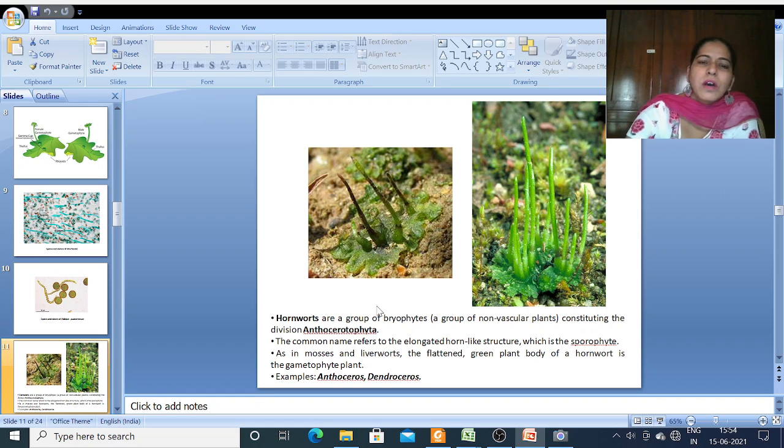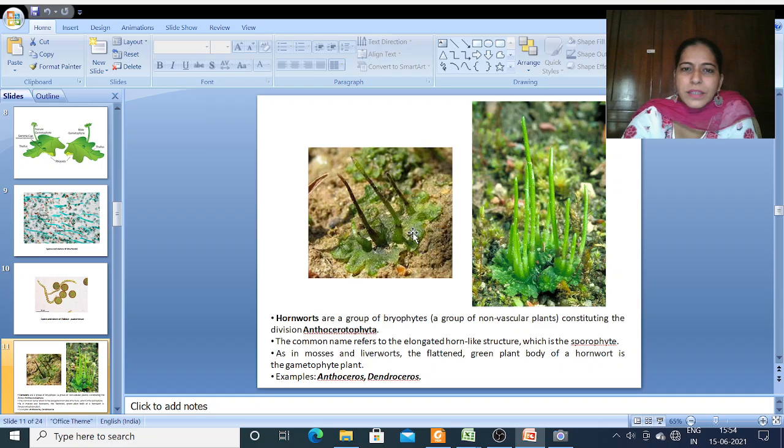Next, we come to the hornworts. Hornworts are also a group of bryophytes which belong to the division Anthocerophyta, and they are called hornworts because of the elongated horn-like structure of the sporophyte.